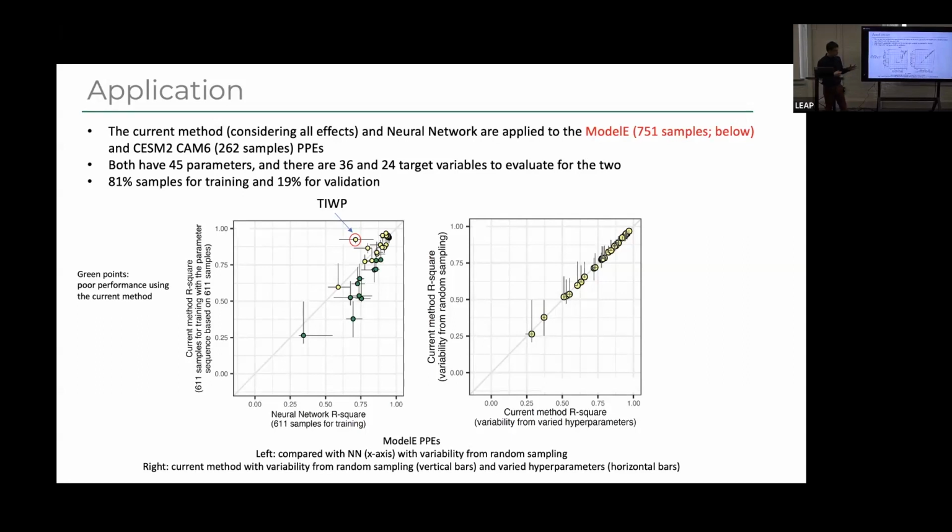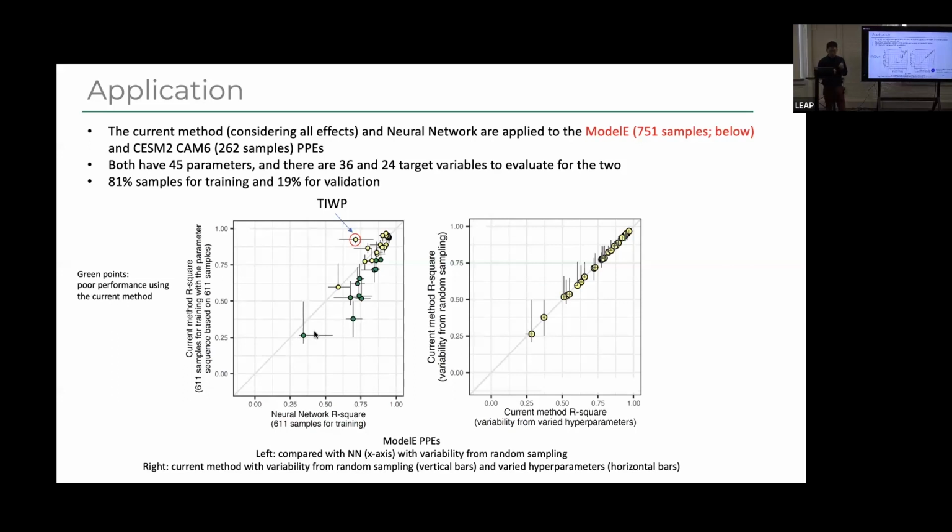The comparison is on the left: x-axis neural network, y-axis this method. The bars show the variability in the R squares due to sampling. I would say the performance of the two methods is pretty comparable, especially for the ones with greater R squares. There are some that are not great, which are marked in green. In this case, the points are to the right, so the neural network works better.